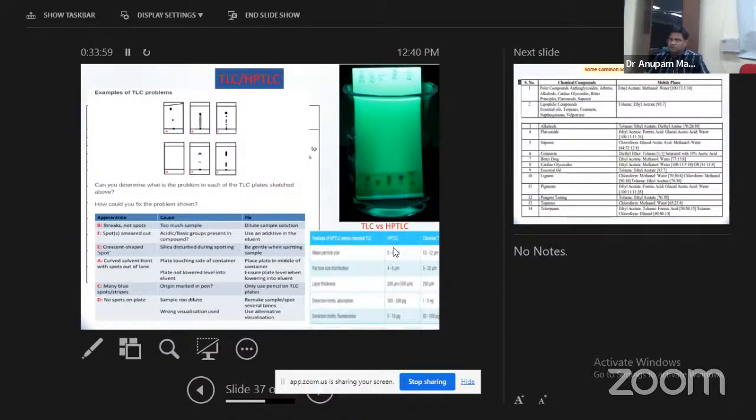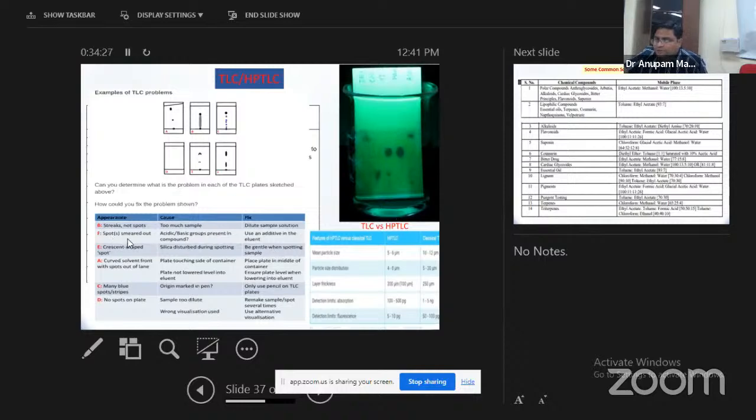So now coming to TLC and HPTLC. In TLC, there is some troubleshooting I am going to discuss. You can see the running TLC in the graphics image. In a TLC system, sometimes there is streaking. First, I am discussing the troubles that come up when you are developing any TLC. Streak and not spot means too much sample. You should dilute your sample.